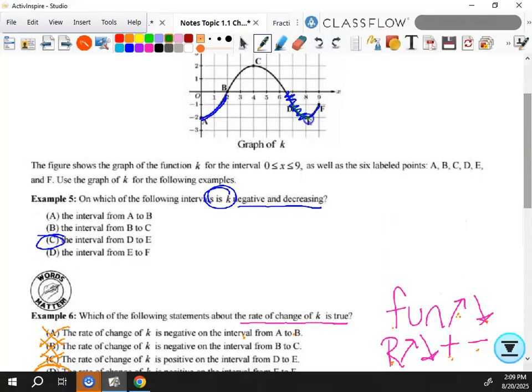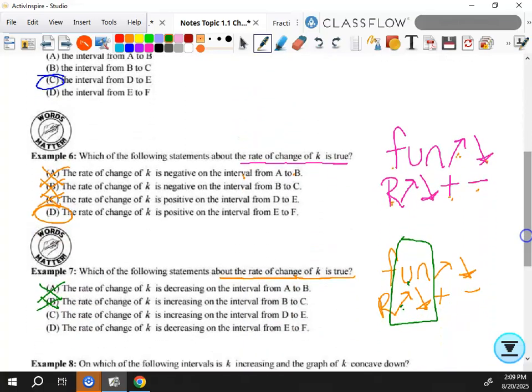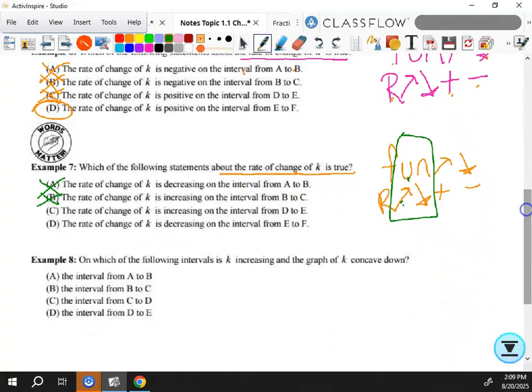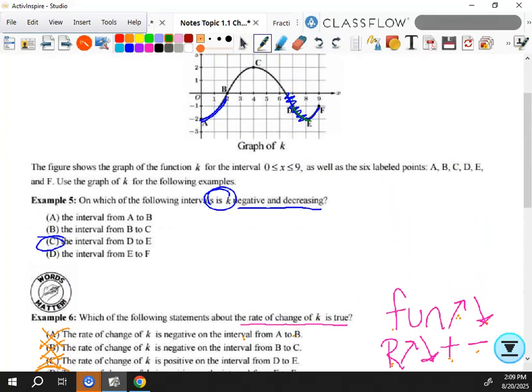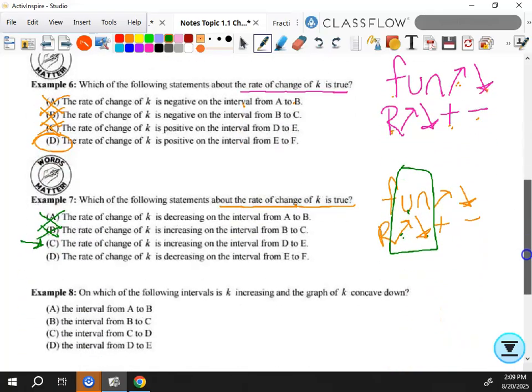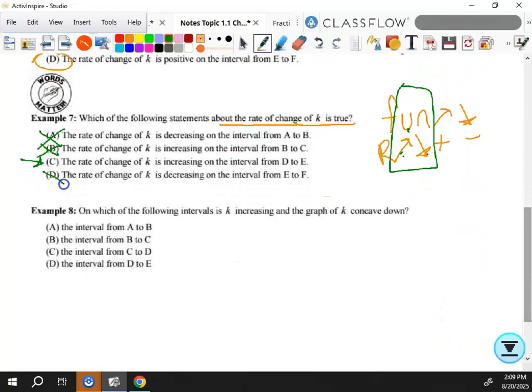Yes, right here. So I like C, but you still read them all, just in case we read something wrong, which I know I've done too. Decreasing would mean concave down. Is the function concave down from E to F? No. So that means I don't like D either. My answer is C. Okay. Everybody good with that? Any questions?